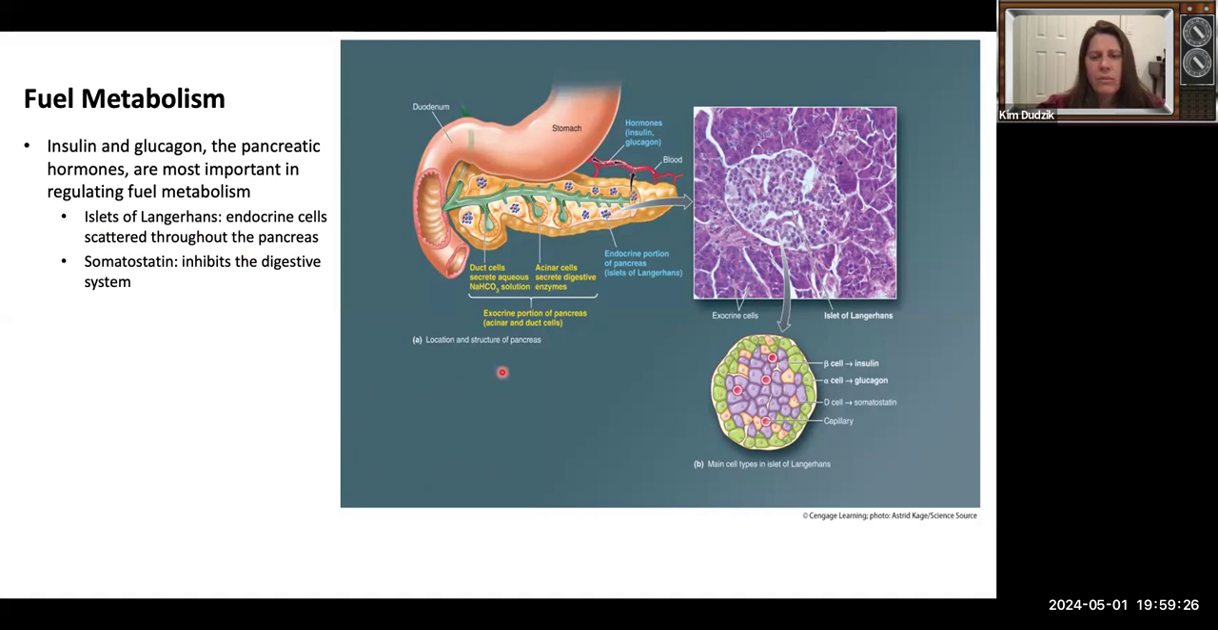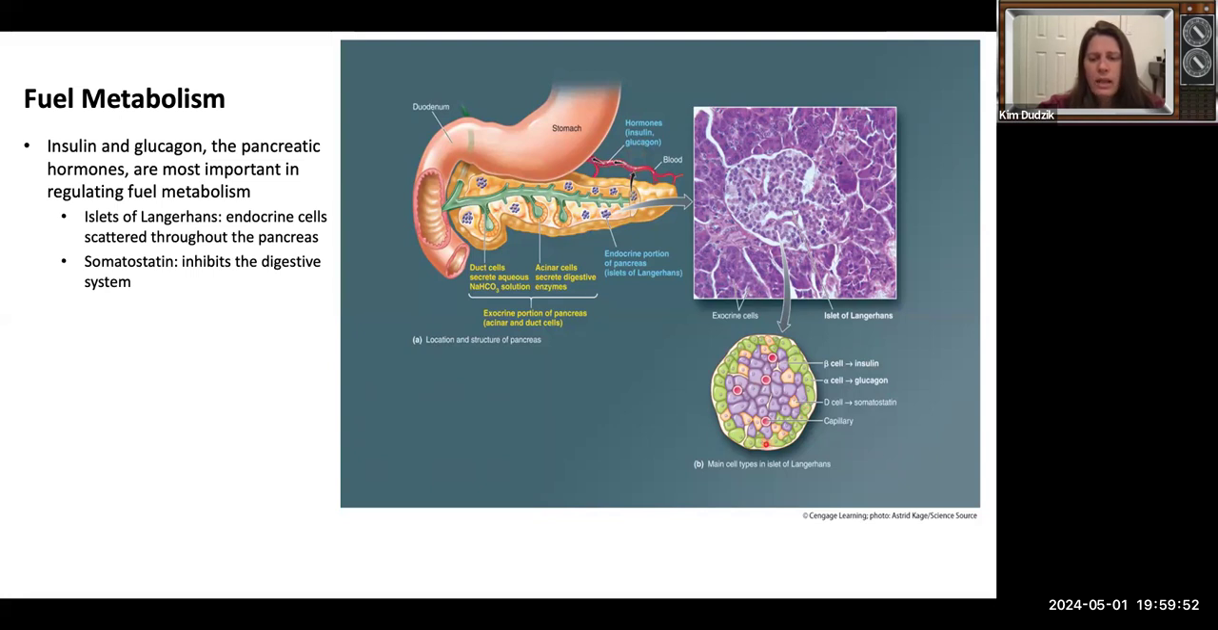Islets of Langerhans, sometimes just called pancreatic islets. These are the cells that have an endocrine function. They create signaling molecules that get released into the bloodstream and affect other cells away from the gland. By definition, those signaling molecules are hormones, and it's mainly insulin and glucagon.